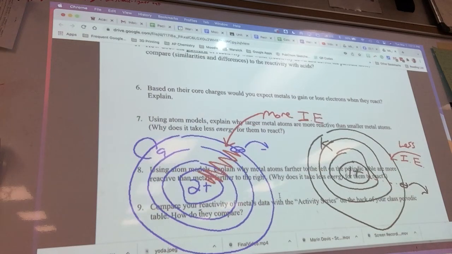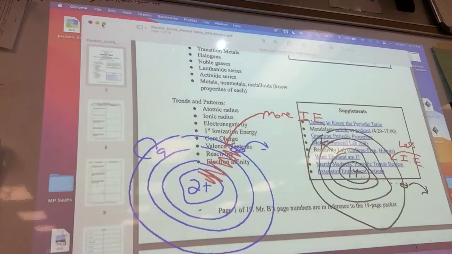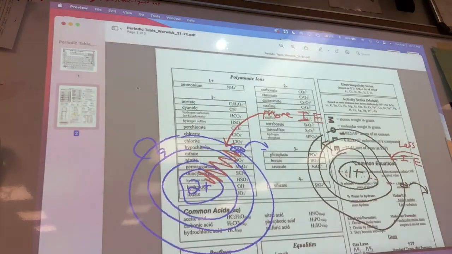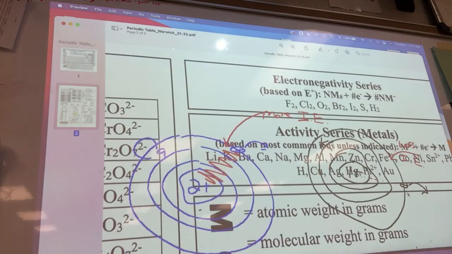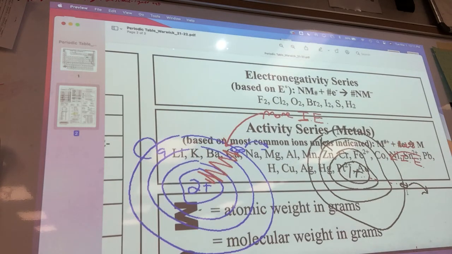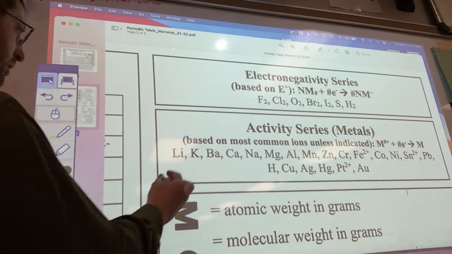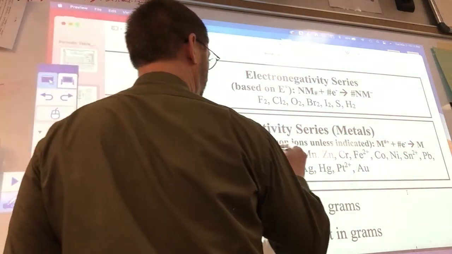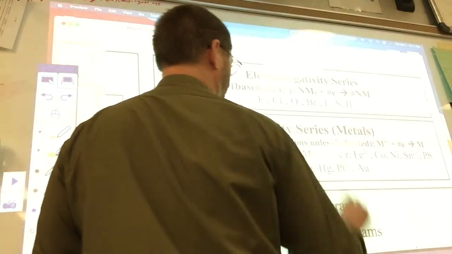Now the cool thing is we have an activity series on the back of your periodic table. So I can go ahead and pull that up on the screen real quick here. You might want to pull yours out as well. So if we focus on this activity series, the 5 elements that we were looking at were potassium, calcium, sodium, magnesium, and aluminum.